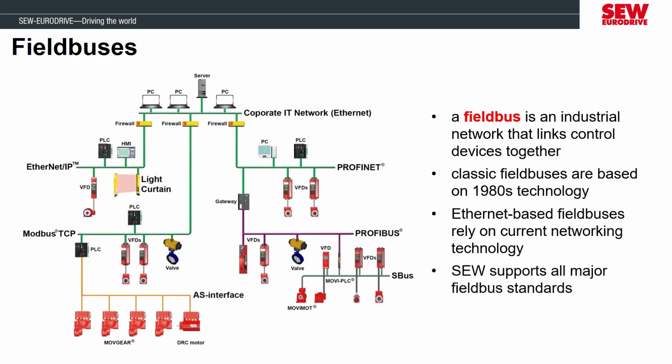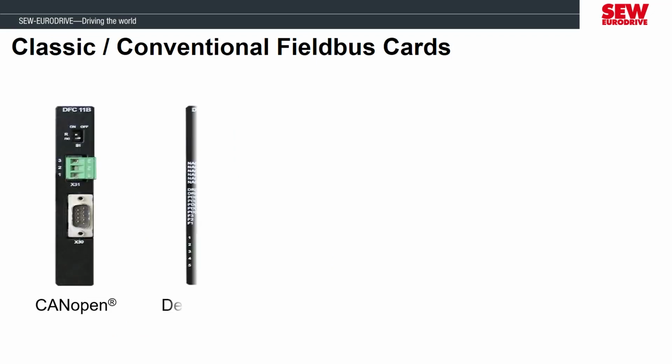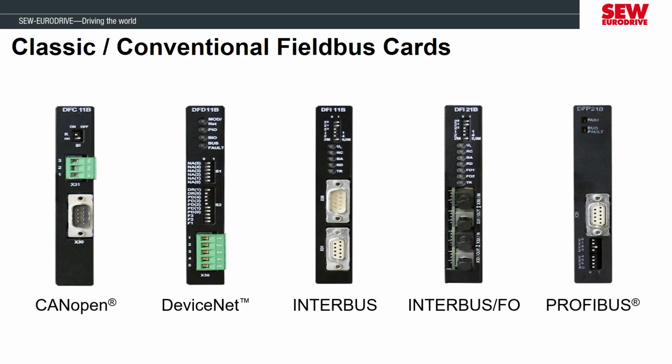Our MOVIDRIVE can support most of the major Fieldbus standards. Here are some of the Fieldbuses that we can support in the classic category. These option cards can be installed in the MOVIDRIVE expansion bay to give it direct access on that type of network. So we have CAN Open, DeviceNet, which is kind of geared towards Allen Bradley, Interbus, Interbus Fiber Optic, and Profibus, which is geared towards Siemens.